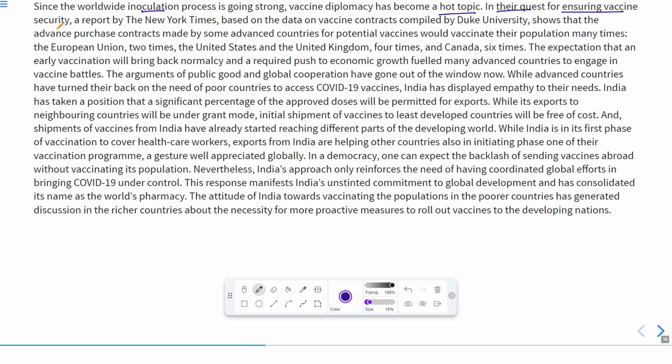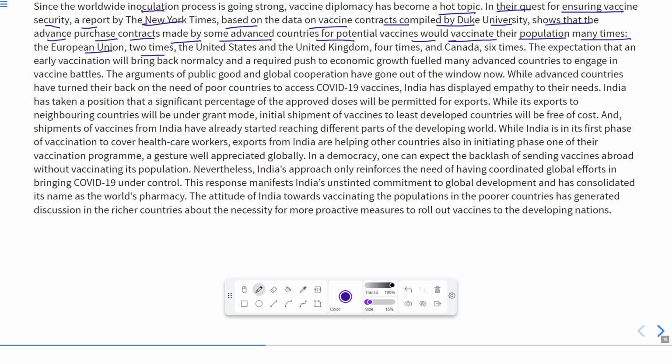In their quest of ensuring vaccine security, a report by the New York Times, based on the data on vaccine contracts compiled by Duke University, shows that the advance purchase contracts made by some advanced countries for potential vaccines would vaccinate their population many times. It means some countries had made advance purchase contracts which can produce vaccines in such bulk that they can vaccinate their population double or many times over. Okay, it means many people.